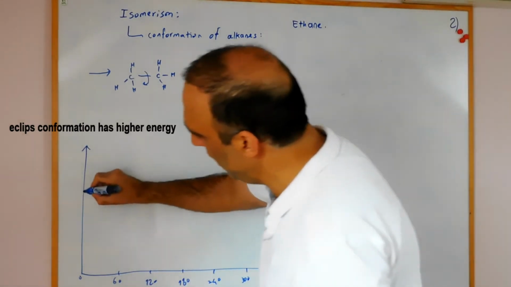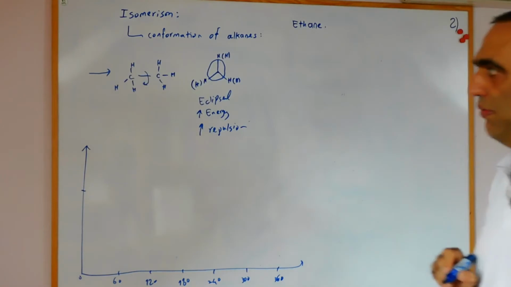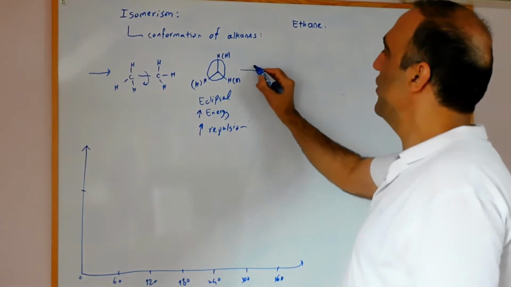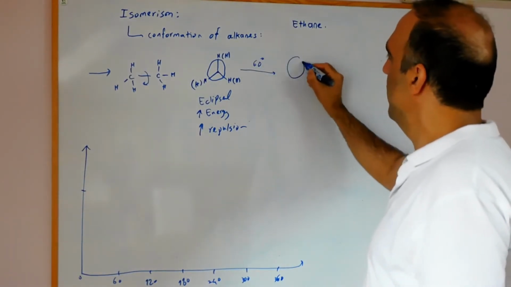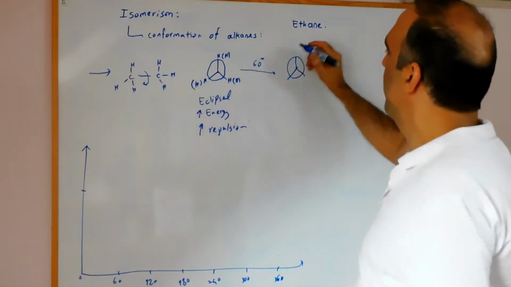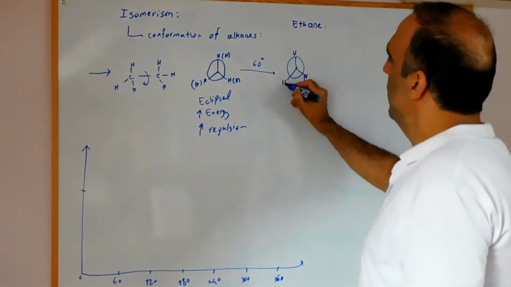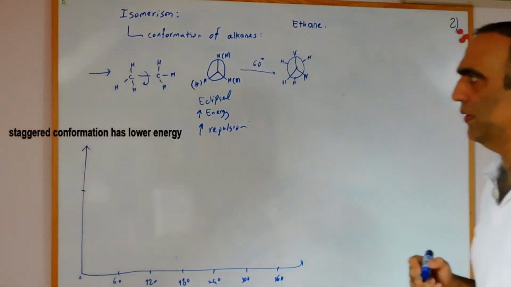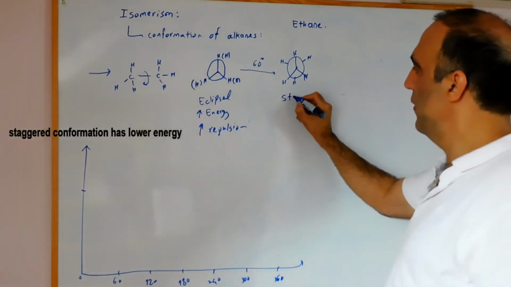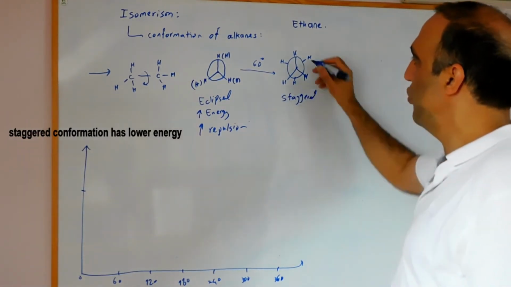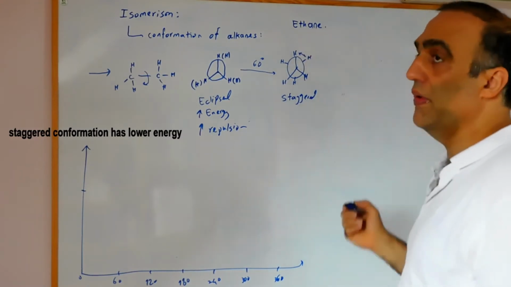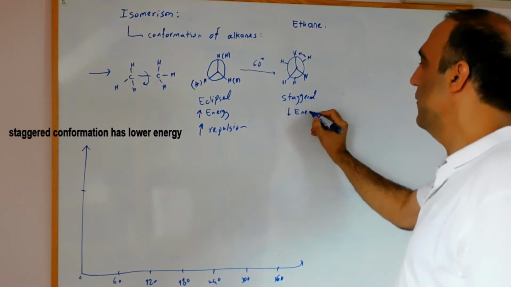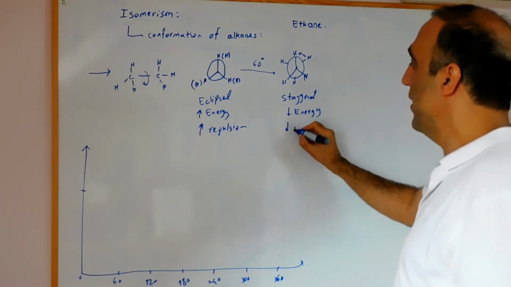I can choose from here, I can say this is at 0 degrees, what I have. If I rotate the sigma bond by 60 degrees, the shape will be in this position. And it is staggered. The hydrogens are more distant, with less energy and less repulsion.